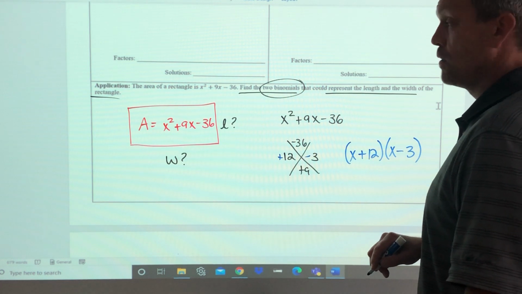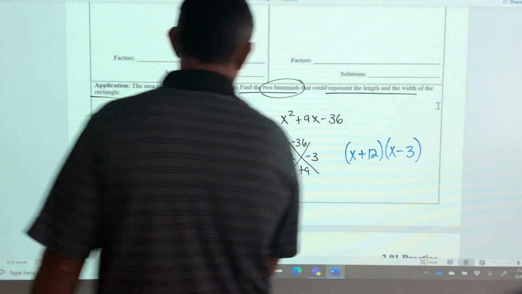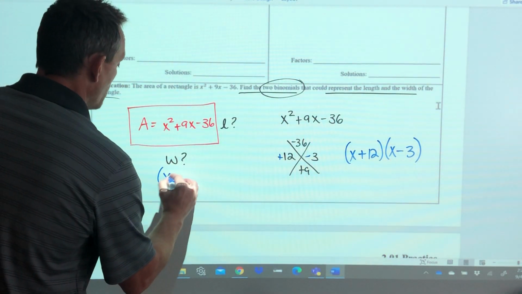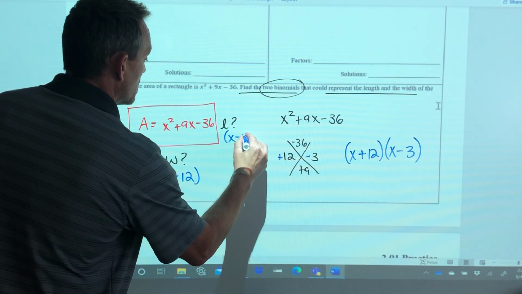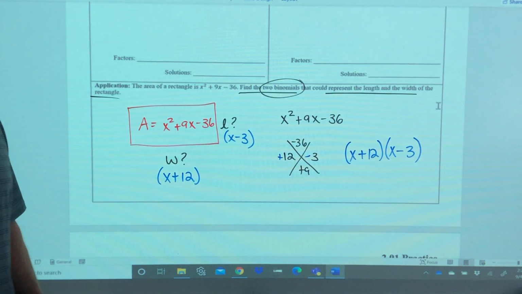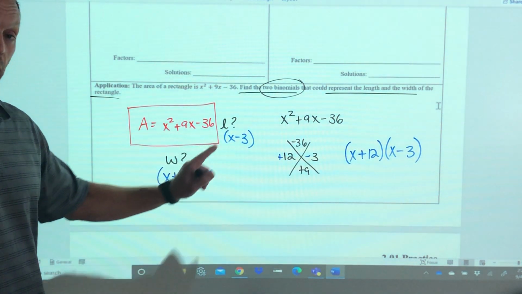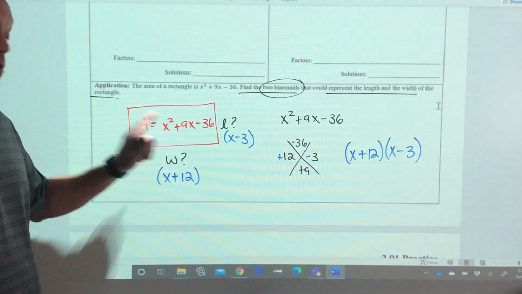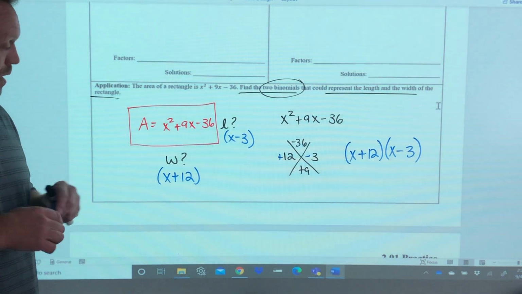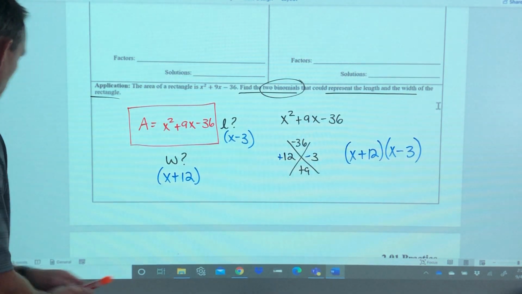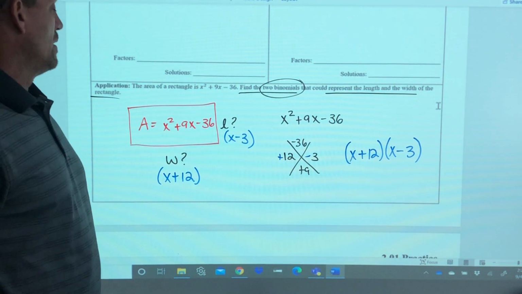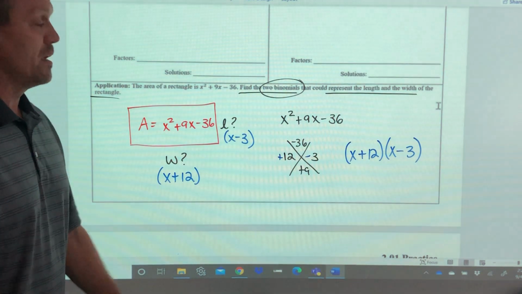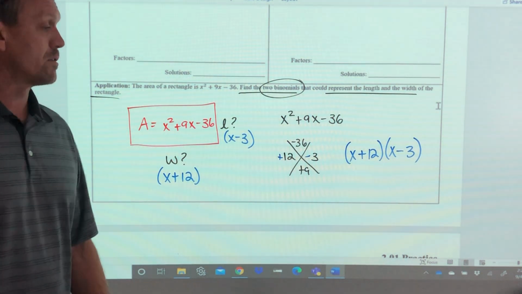Is it asking you for a solution? No. What it's asking you for is what two binomials can give me that area. Area is length times width. This times this will give me that. And that's where we go, boys and girls, working on factorizations, working on solutions. For me, I would probably plug in something to make you figure out what actually the area is, but we'll get to that at a later date and time.